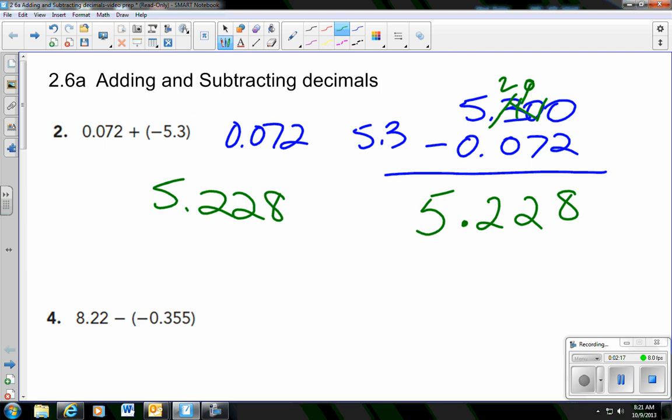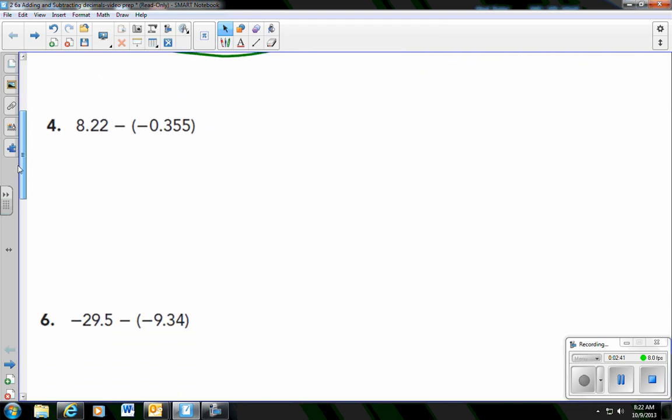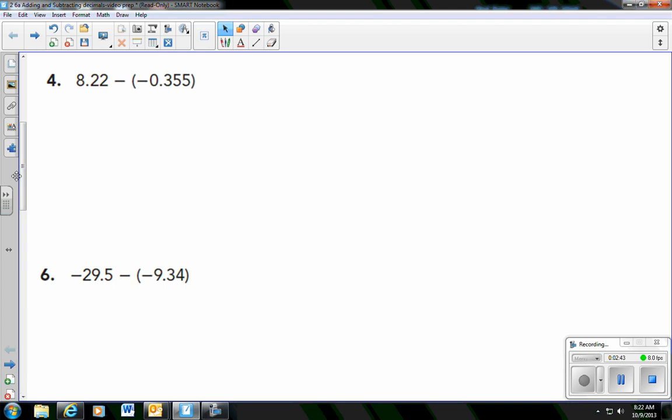5.228. Now we just need to figure out if it's positive or negative. So we look back at our original numbers and we say, okay, which one do we have more of? Do we have more positives or do we have more negatives? Well, we have more negative numbers, so our answer is going to be negative 5.228. Okay? If you want to try number 4 on your own, hit pause, try number 4, and then hit play and see if you get the right answer there.